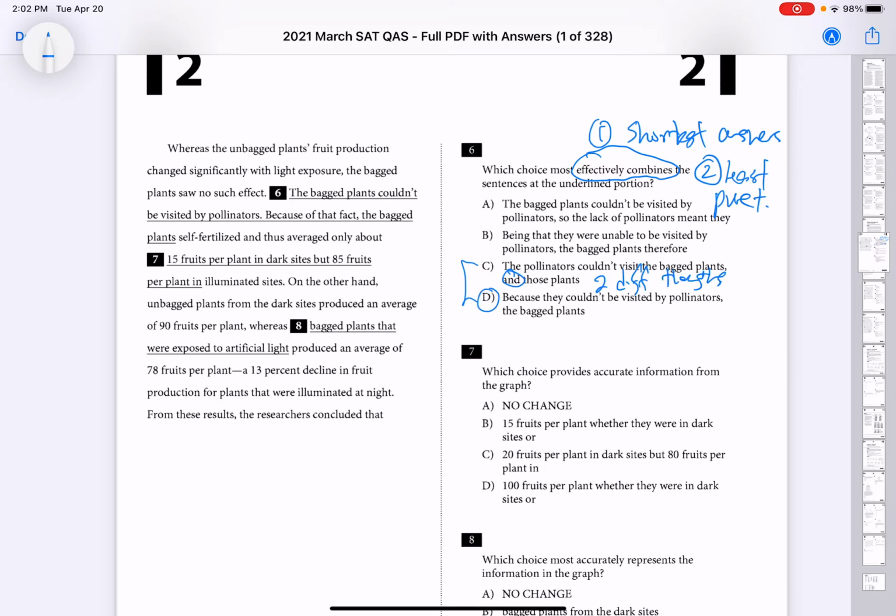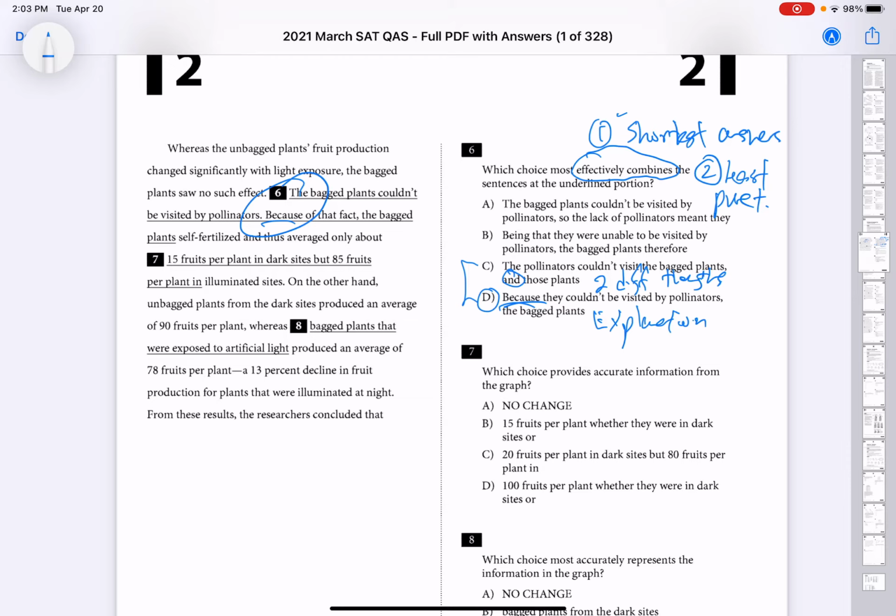But D should be the answer because they have the word "because" in here. So it's an explanation, and as an explanation, it stays true with the original meaning of the sentences. So you want to pick answer choice D because one, it's the shortest, and two, it follows the same exact idea that they had originally intended.